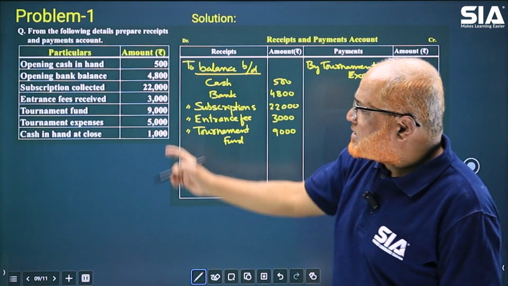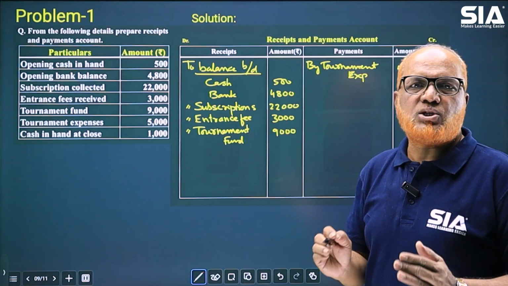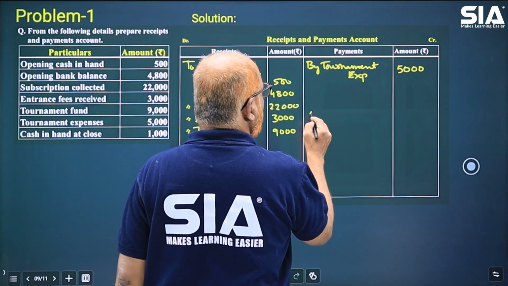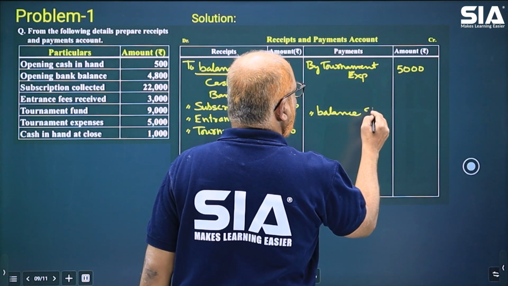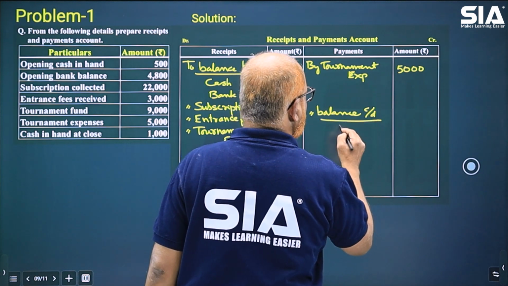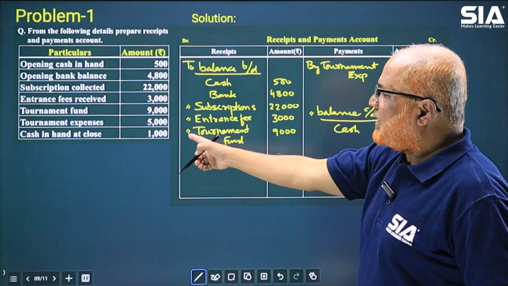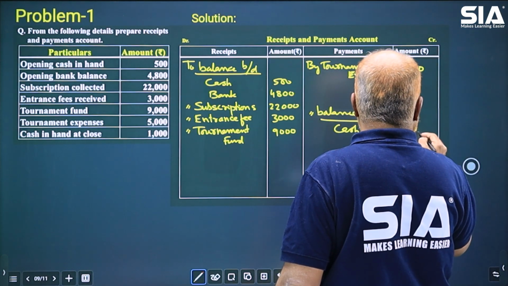Next, the last item is given: cash in hand at close. That means closing cash in hand is given. So I'm taking it on the credit side by balance carried down cash. How much is the cash balance at the end of the year? That is 1,000. So here take 1,000.